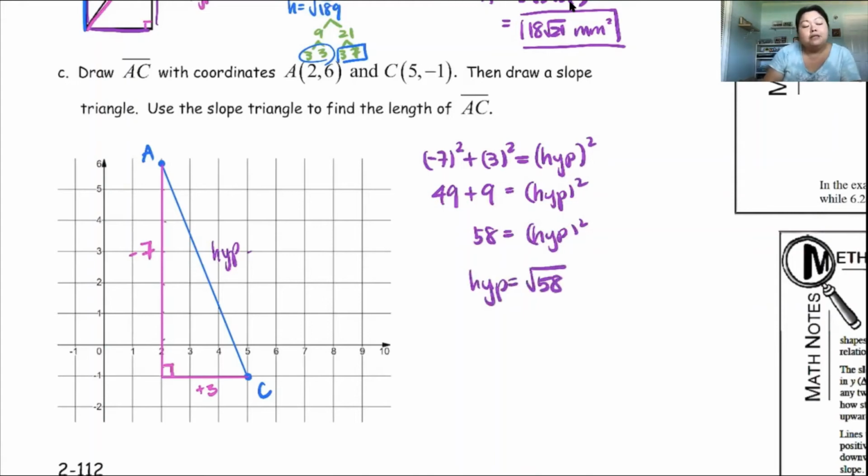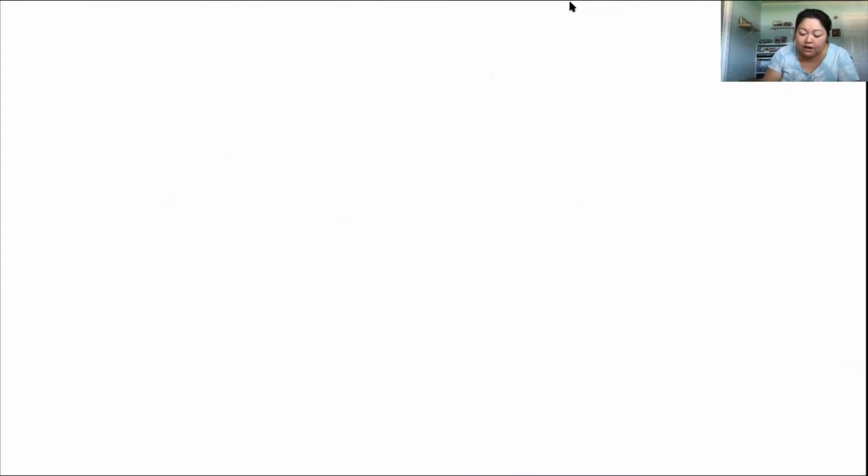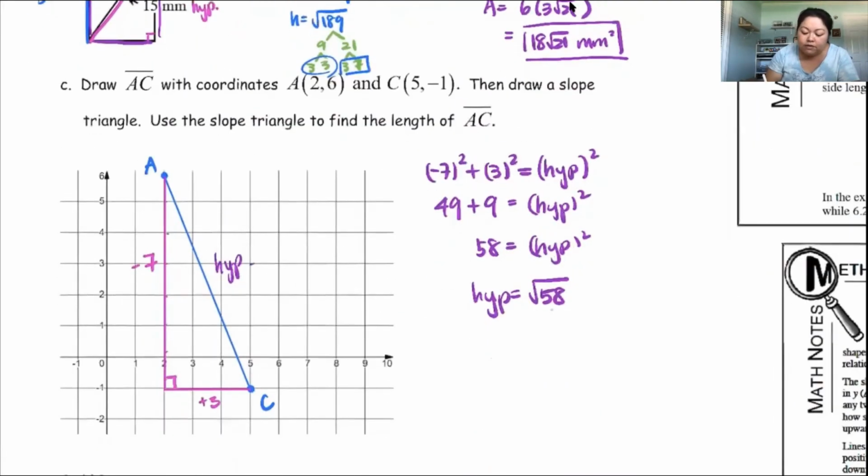Now I'm going to pause because I need to check real quick, see if I can break this down. 58 is even, right? So if you break it, you get 2 times 29. 29 is already a prime number. 2 is alone. Nothing can be broken apart. So you're done. You cannot break it apart anymore.